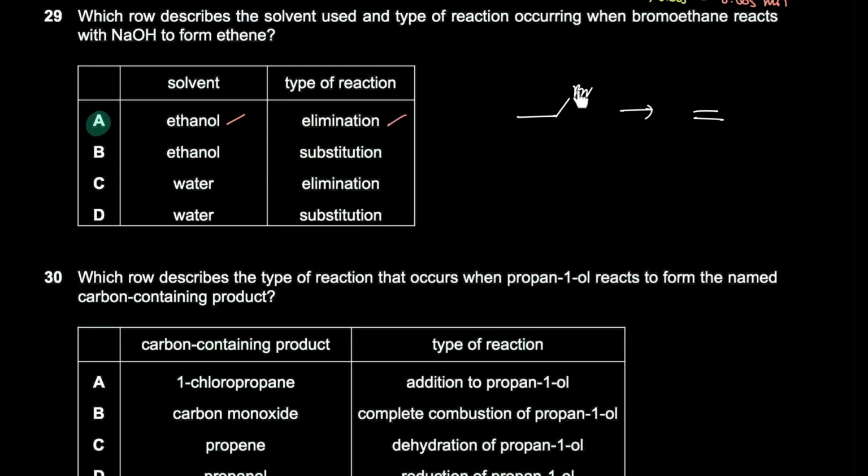If you want to replace the bromine with an OH to make an alcohol, we use aqueous sodium hydroxide instead of ethanolic sodium hydroxide.